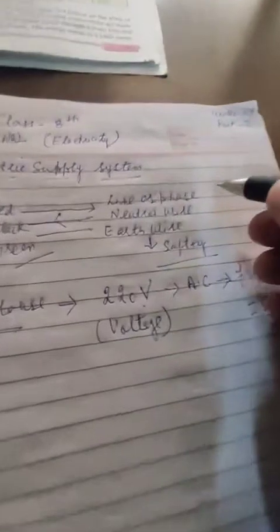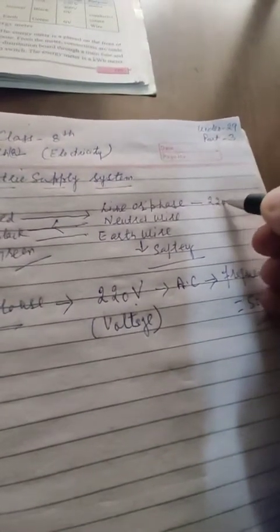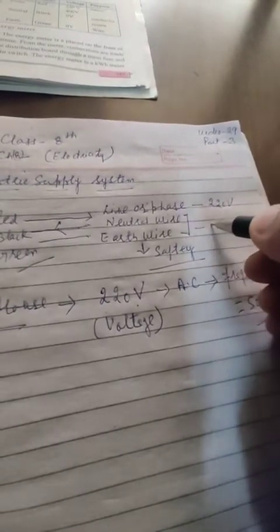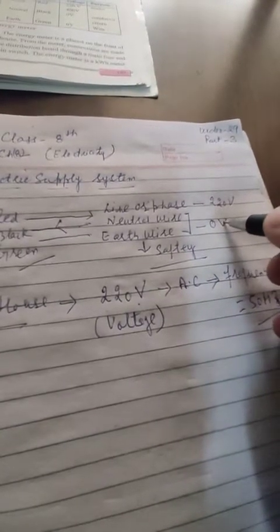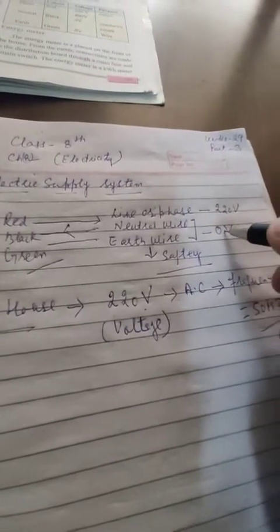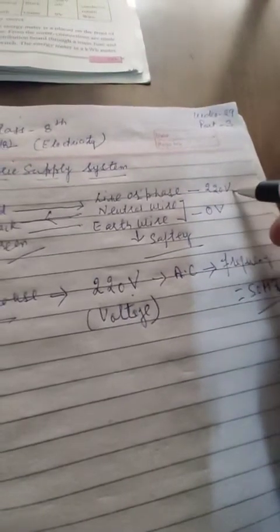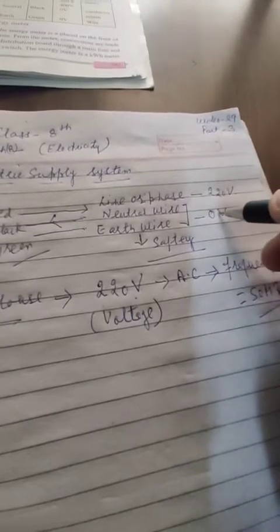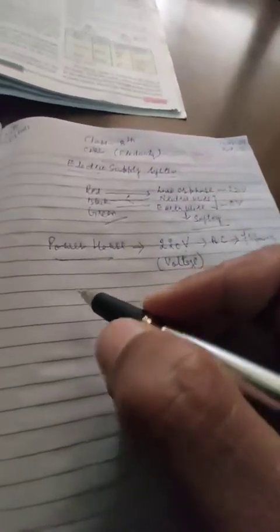Now this live wire is connected to the 220 volt, whereas the neutral wire and the earth wire are at zero potential. So don't forget it. Live wire is connected with the high voltage, that is 220, whereas the neutral wire and the earth wire are connected with 0 volt. Clear?